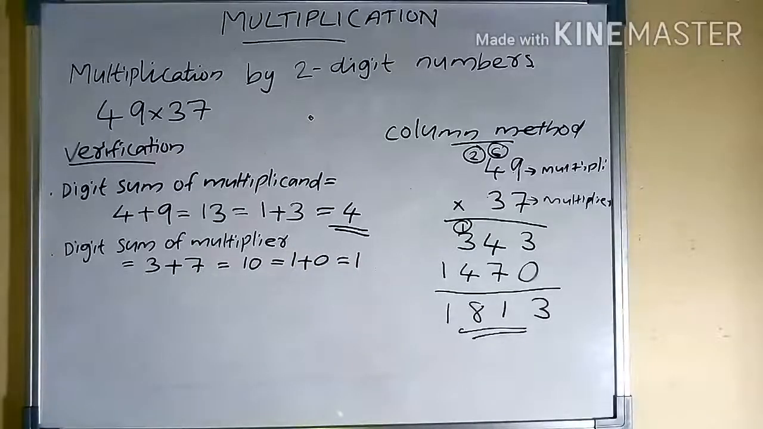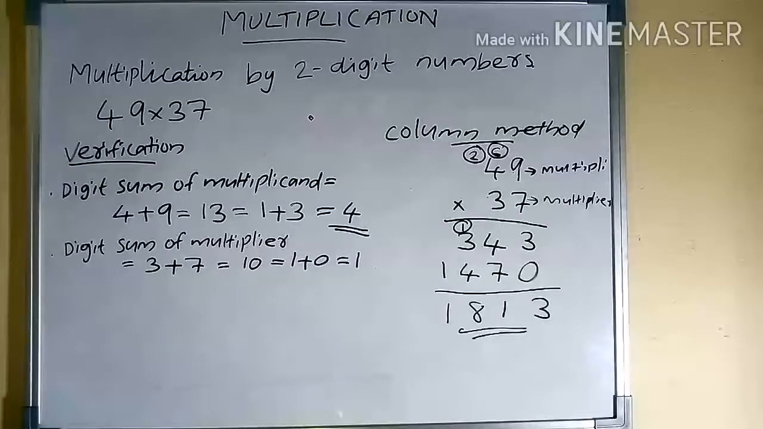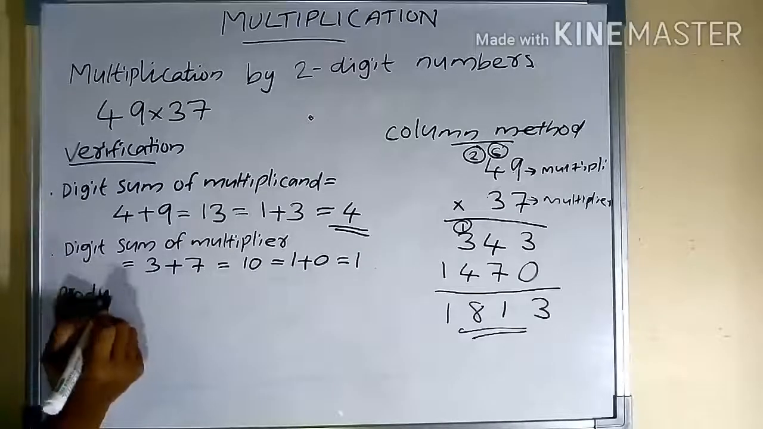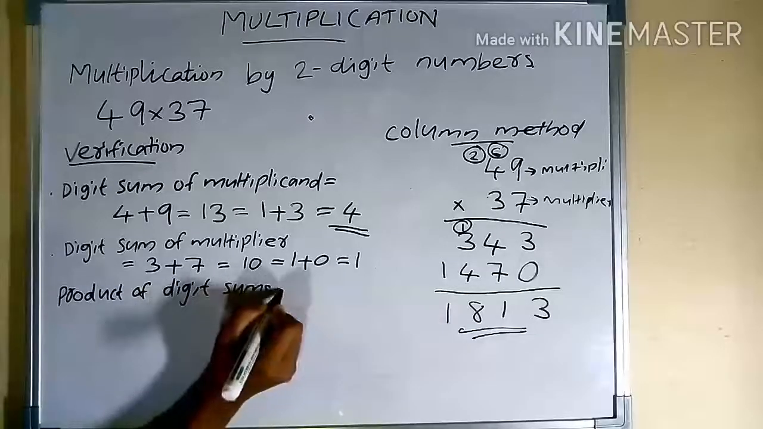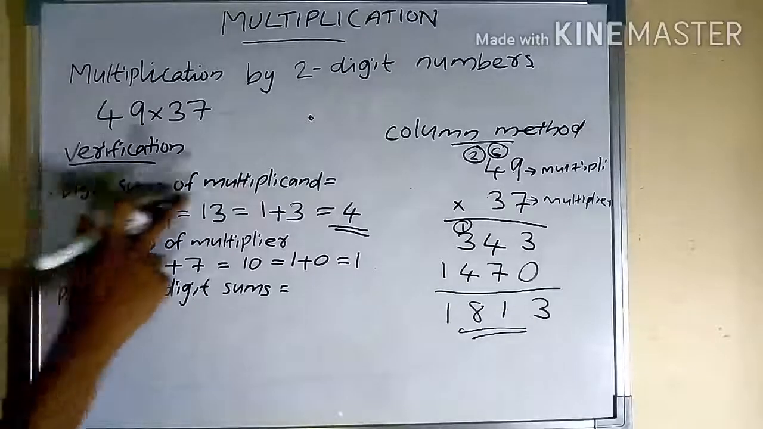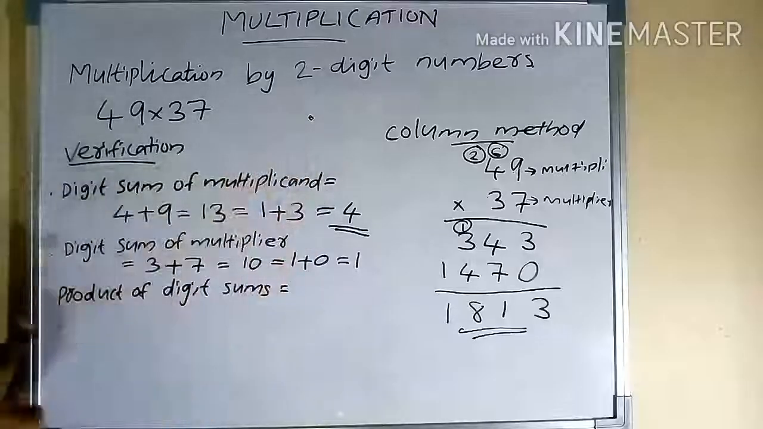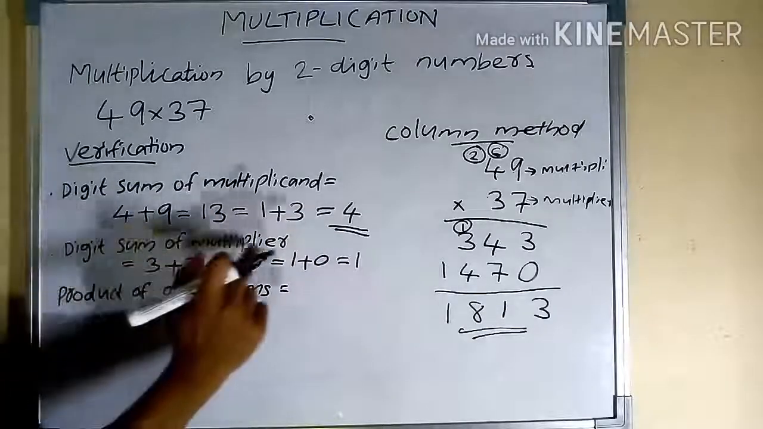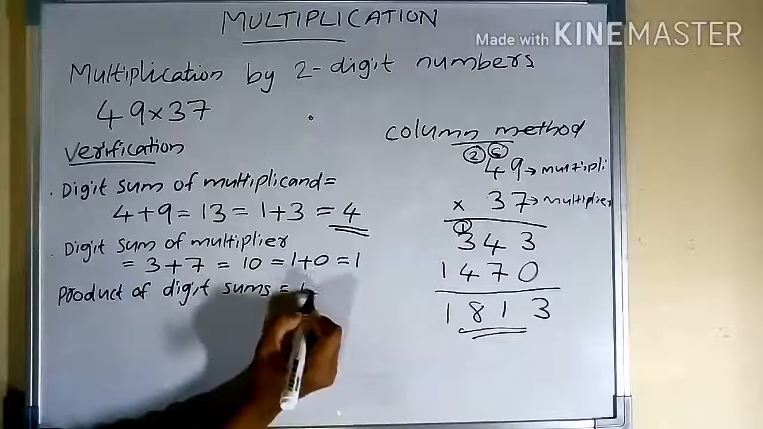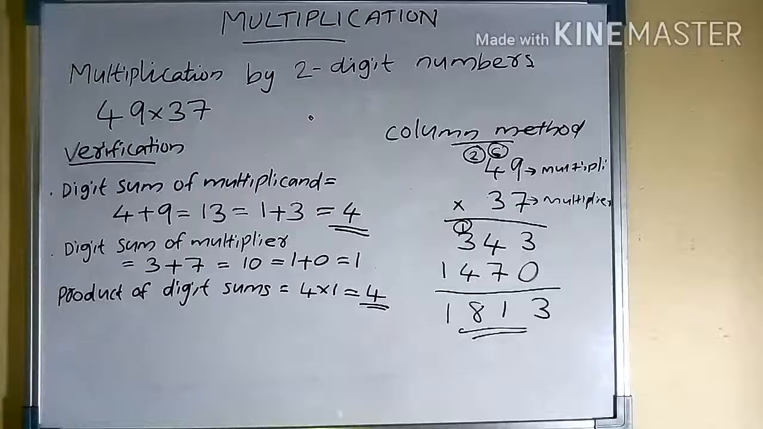Okay. Next, we multiply these two answers. That is digit sum of multiplicand into digit sum of multiplier. That is product of digit sum. That means multiply digit sum of multiplicand and digit sum of multiplier. Here digit sum of multiplicand is 4 and digit sum of multiplier is 1. So multiply these two numbers. 4 into 1. What is the answer? 4. So product of digit sum is 4.